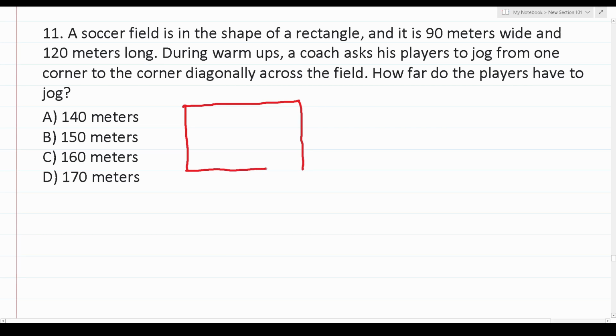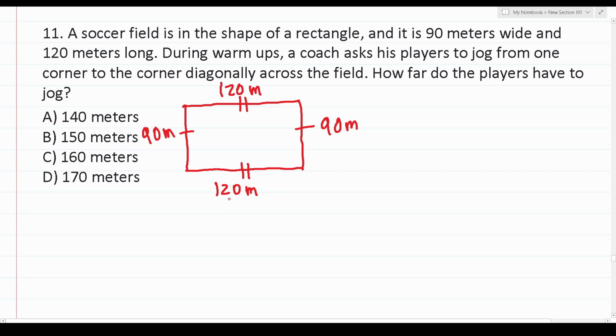And we have to know some properties of rectangles. Notably, in rectangles, the widths are equal and the lengths are equal. Again, according to the problem, this soccer field has a width of 90 meters, which means this side is 90 and this side is 90. Likewise, we're told it has a length of 120. So we know this length is 120. Therefore, this length is 120.